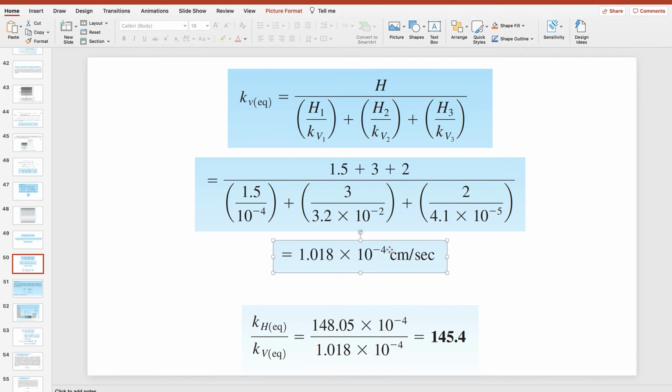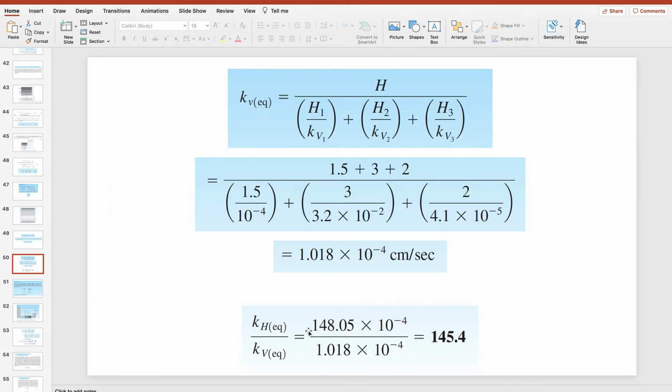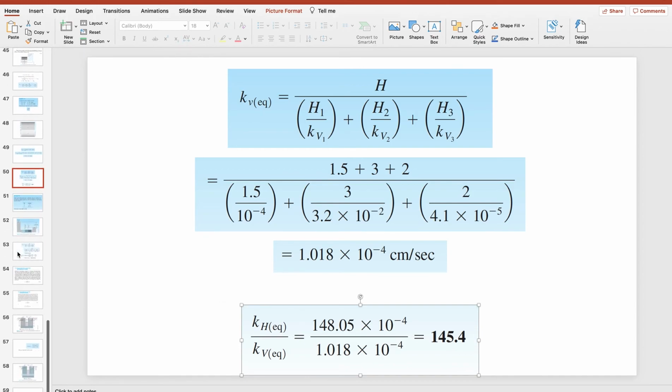To determine the ratio, divide KH. What is our KH? 148.05 times 10 raised to negative 4 divided by 1.018 times 10 raised to negative 4. Therefore, the ratio is 145.4. Okay.